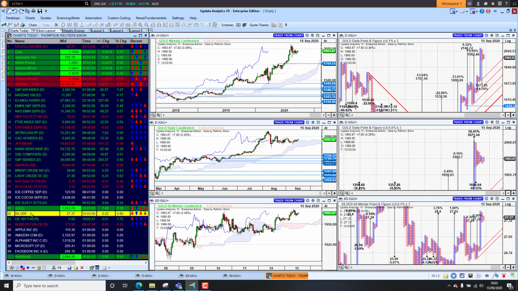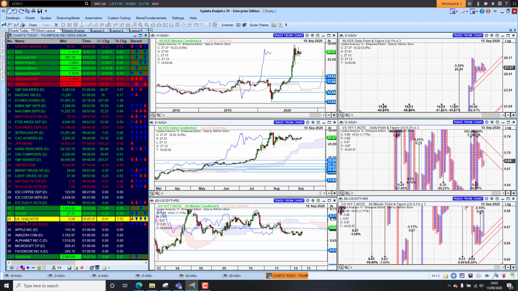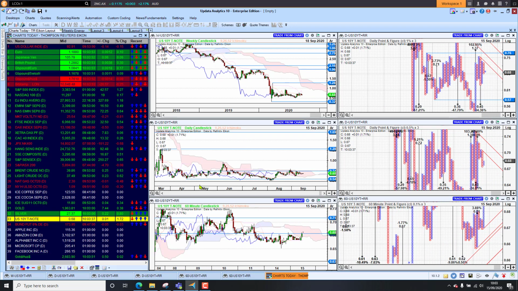Silver also looking bullish, and up this morning just under 1%. US 10-year yield sitting steady at 0.68%, so we have really been flatlining for several months there.